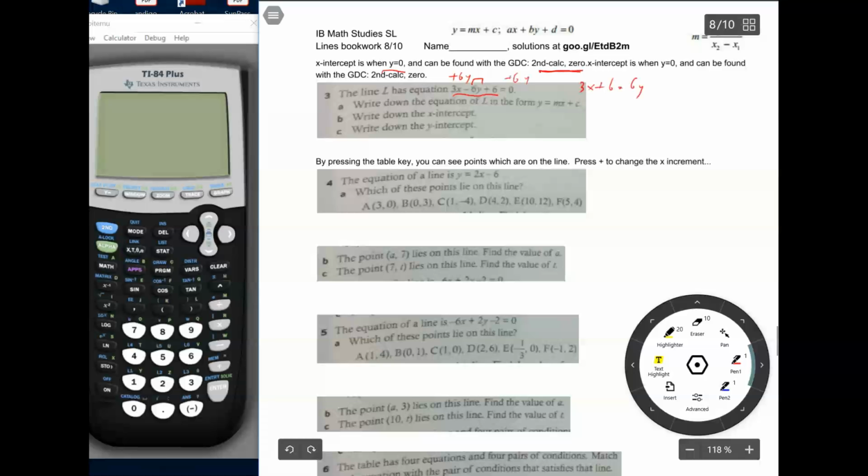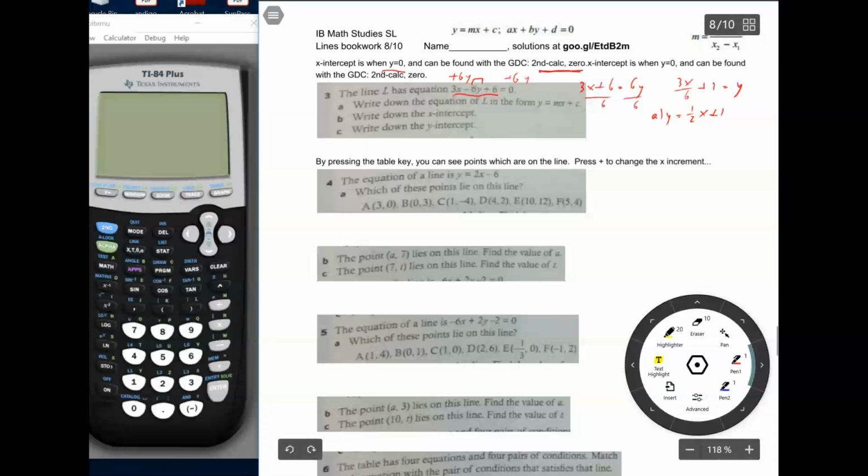And then we're going to divide both sides by 6, and we'll get 3x divided by 6 plus 1 equals y. So that is equal to 1/2 x plus 1 equals y. So that's part A. Part B, write down the x-intercept.